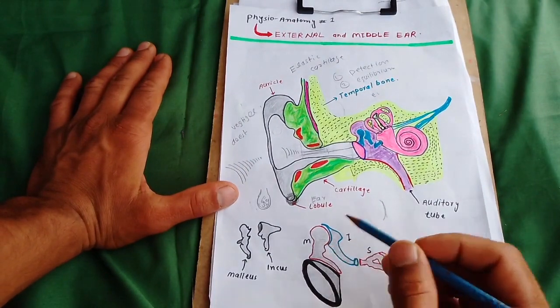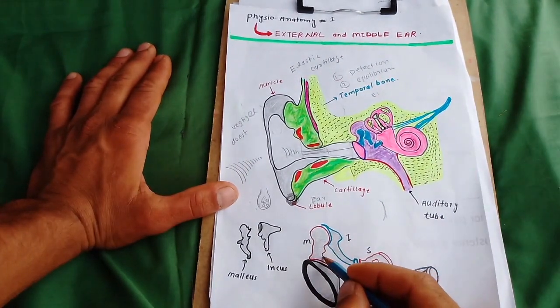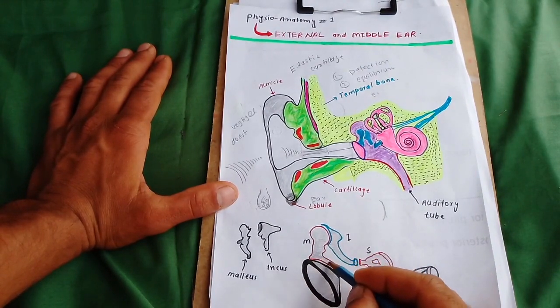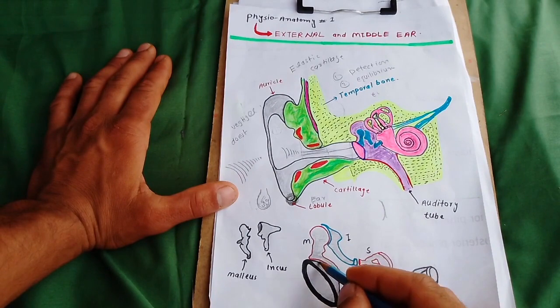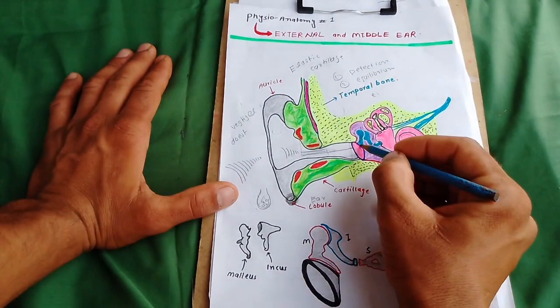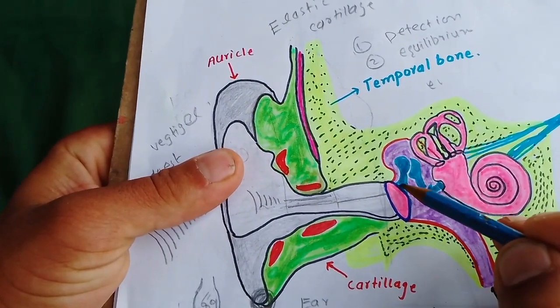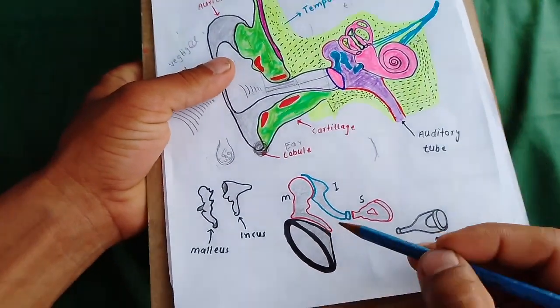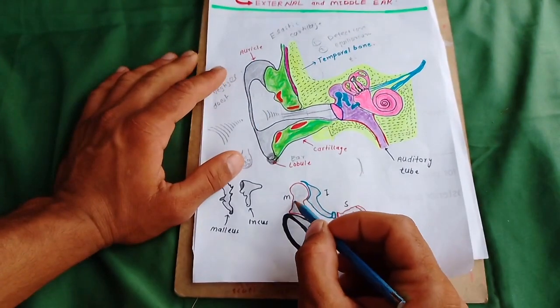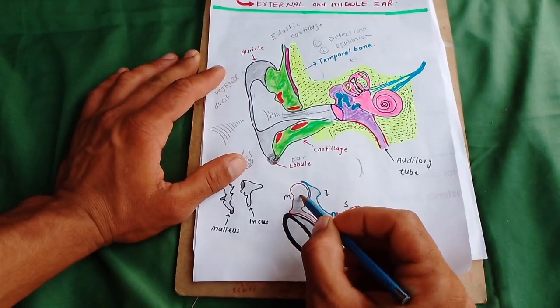This one is the malleus. The malleus has three parts. This is the handle. The handle of the malleus is attached to the eardrum, as you can see here. This is the malleus, in a clear diagram, attached to the eardrum. This is the neck of the malleus, and this is the head of the malleus.